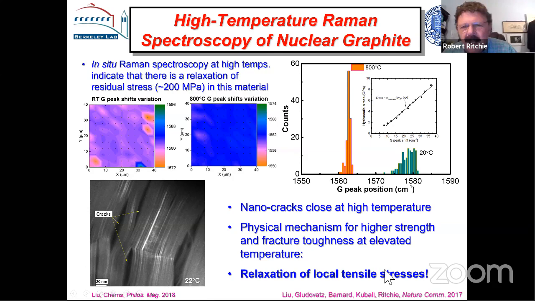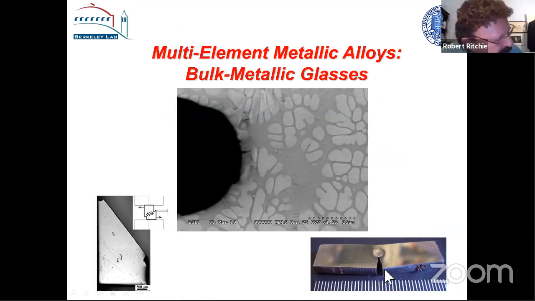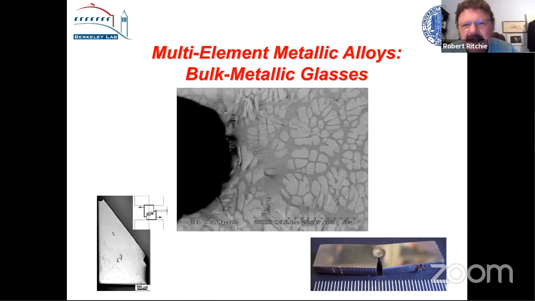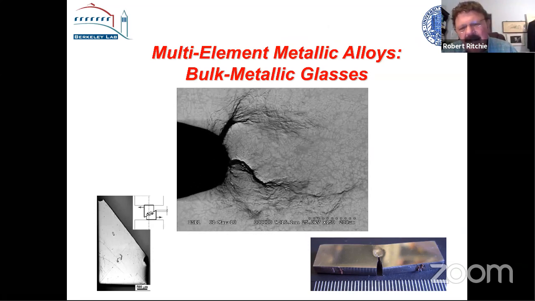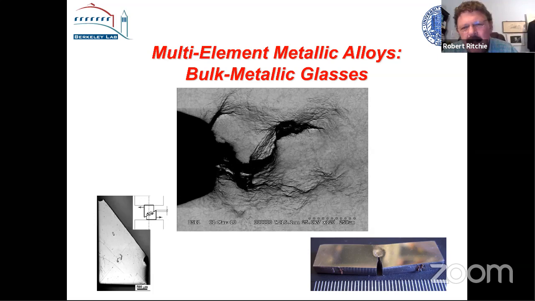So then let me finish by talking about metallic alloys, and I'll look at two which are relatively new alloys, and they're both multi-element metallic alloys. The first of these is the metallic glasses. We work with Bill Johnson on this, and so he's pretty prominent in what we've done. But you can see this is the metallic glass, and it's pretty tough. And there's another one, and you can see the big plastic zone at the crack tip.